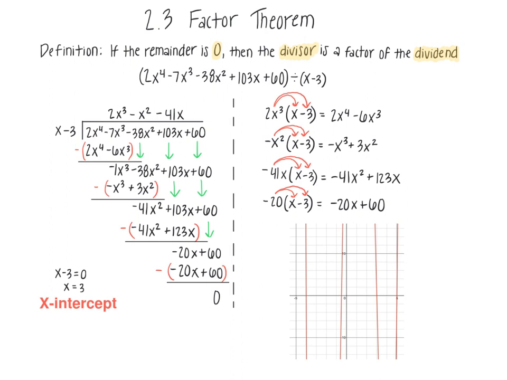So according to factor theorem, if I'm able to divide this polynomial by this factor right here, and if I get 0, what that tells me is that this is a factor of this polynomial, which in turn means that the polynomial crosses the x-axis at this x value. So here we have x equals 3, and look, my polynomial crosses. So factor theorem actually helps us find what the x-intercepts, we can also call them zeros, are of our polynomial.